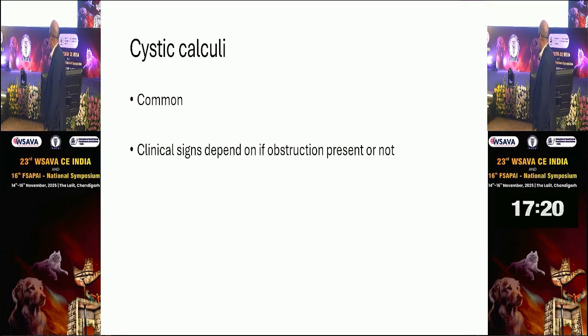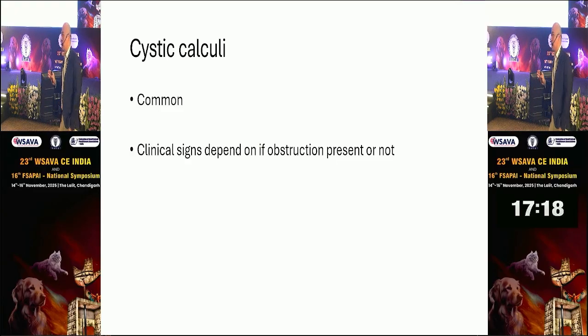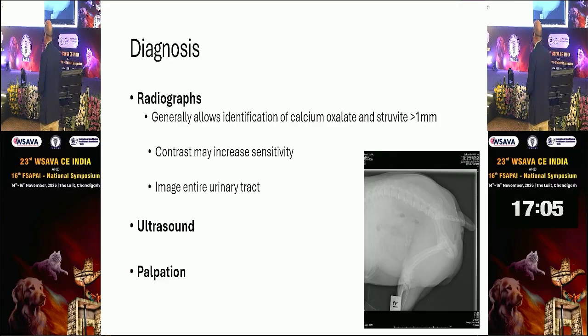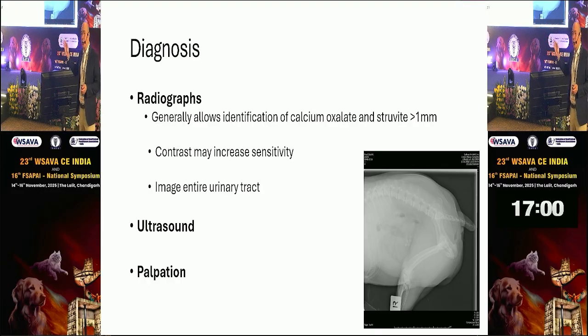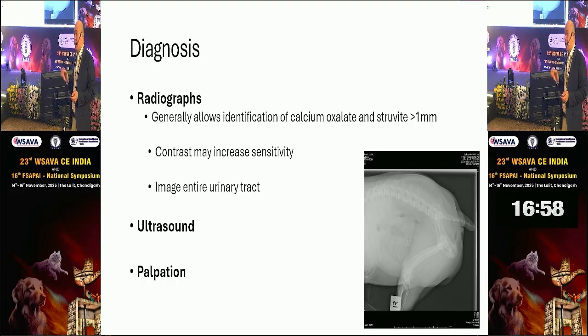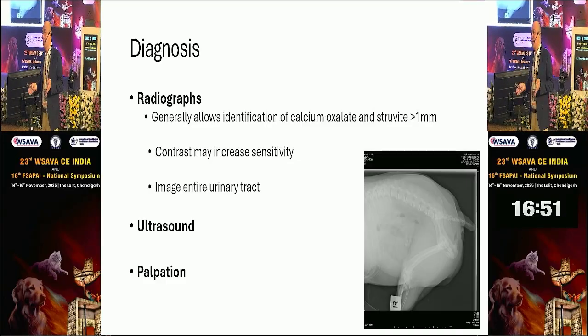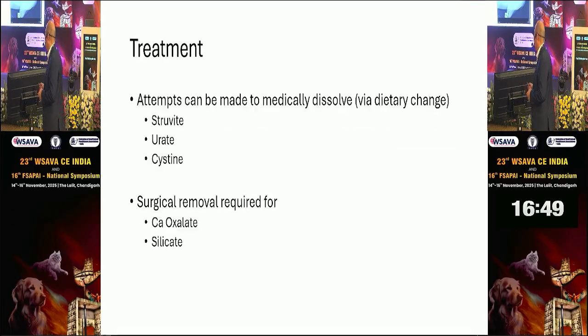When it comes to cystic calculi, these are really common, so stones within the bladder. And again, if they're not obstructed, these animals can just present for recurrent urinary tract infections or hematuria. So again, if you've got recurrent urinary tract infections, you want to rule out cystic calculi as a potential underlying cause. Now, radiographs will identify a number of stones, but not all stones are radio opaque, and so you won't pick them all up. Sometimes ultrasound, sometimes there are so many stones you can palpate them in the caudal abdomen.